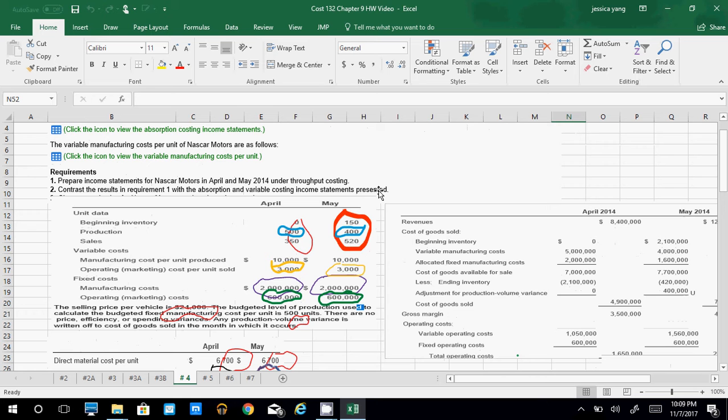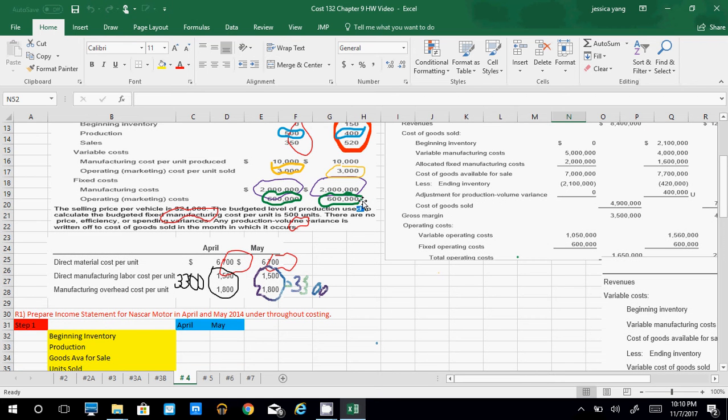We're given the following data for April and May. Beginning inventory, production, sales, variable costing, manufacturing cost per unit produced, operating marketing cost per unit sold, fixed manufacturing cost, and operating marketing cost. The selling price per vehicle is $24,000. The budgeted level of production used to calculate the budgeted fixed manufacturing cost per unit is 500 units. There is no write-off to the cost of goods sold in the month in which it occurs.